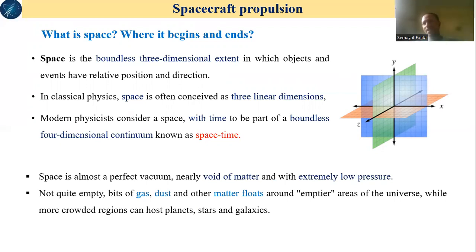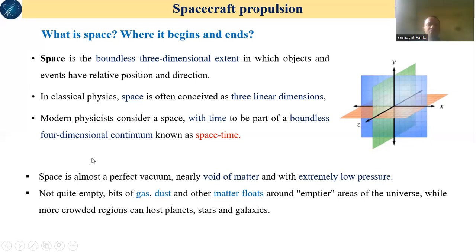We don't have exactly this is space, that is space. It is just boundless three-dimensional. And when we include time in modern physics, it is space-time, a four-dimensional object. This shows a simple Cartesian coordinate system that contains the x, y, z planes. That is a simple Cartesian representation, but it cannot handle the definition of space because space is four-dimensional.